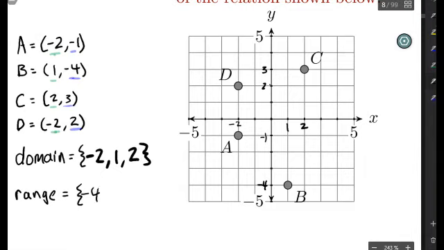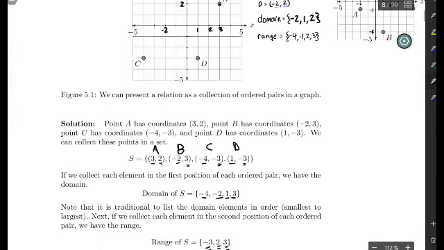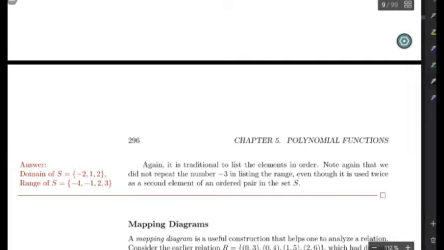Negative 4, 3. Oh no, negative 1, right? And then 2, and then 3. There's our range. As we can verify, negative 2, 1, 2, negative 4, negative 1, 2, 3.